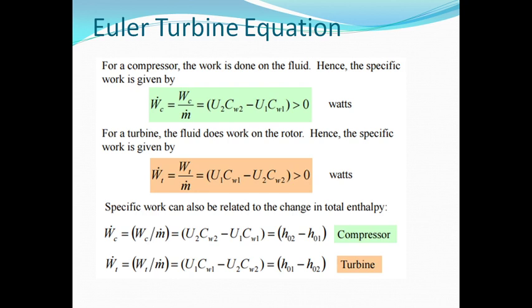So in the compressor, this is always greater than 0. Per unit mass, we call that the specific work, work per unit mass flow rate. And for a turbine, again, it's the reverse, meaning this will come negative. Obviously, the inlet has more energy, the outlet will have less energy. That's how you will get U1 CW1 minus U2 CW2. So this is for the compressor and this is for the turbine, but the principles are the same.